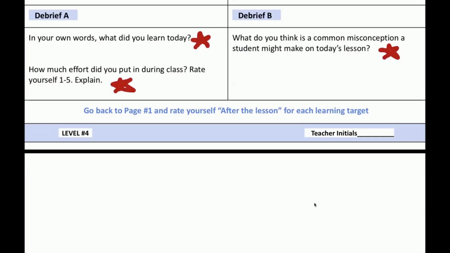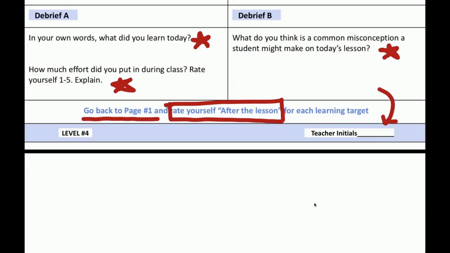Once you've answered our debrief problems, at the beginning of today's lesson, on page 1, we rated ourselves before the lesson. Now that you've gotten some more practice, go back to page 1 and rate yourself after the lesson for our learning targets. 1 is the least confident, 5 is the most confident. Once you've gone back to page 1 and finished this page, get your teacher's initials if that's your directive.